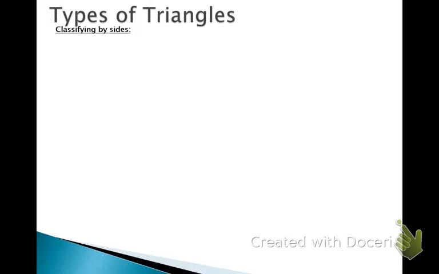Types of triangles. If we classify them by the sides, one type of triangle is an equilateral triangle. Equilateral means equal sides, so all 3 sides are equal in length. Equilateral triangle: three congruent sides. We mark each side with 1 tick mark to show all those sides are the same length.